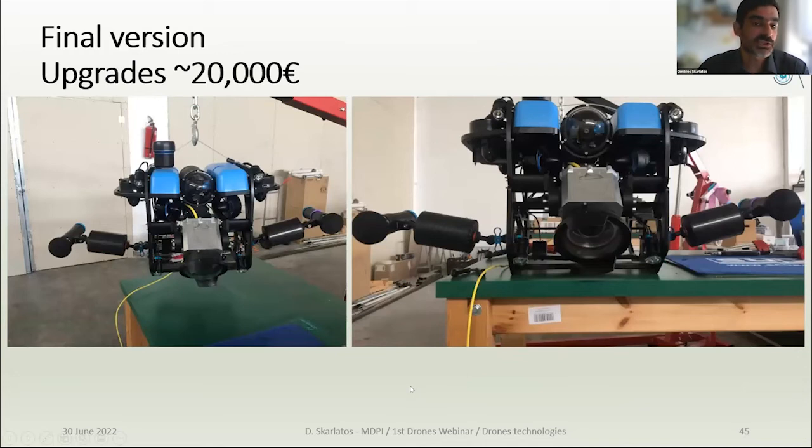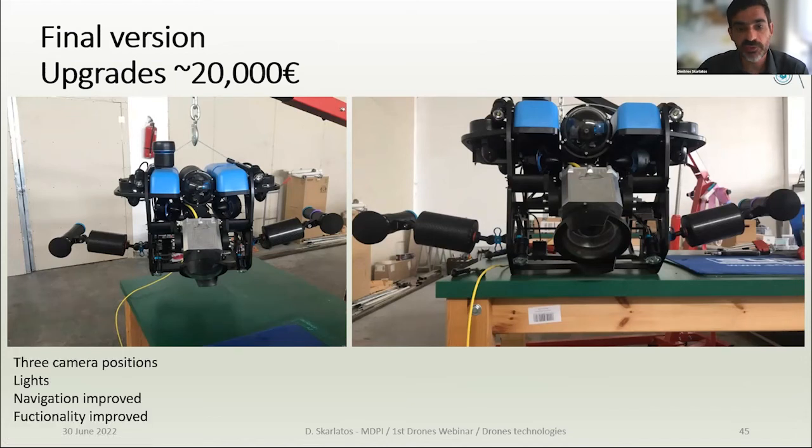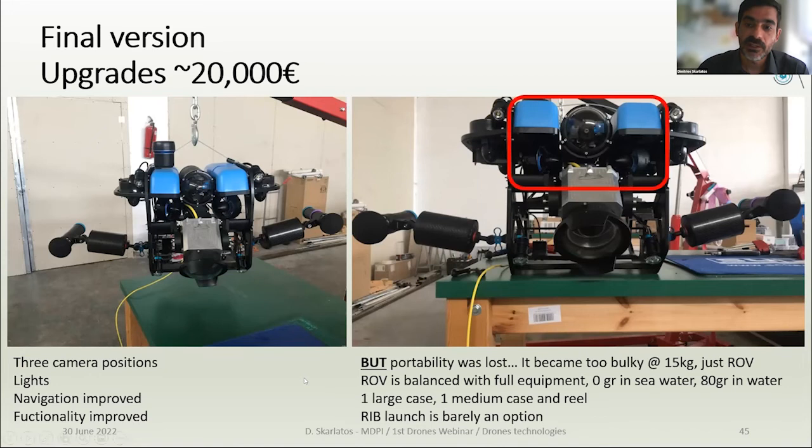The upgrades cost approximately 20,000 euros. So we're talking about an ROV with a total cost of 25,000 euros. We have 3 camera positions: vertical, 45 degrees and forward. So we will be able to model even more complex shipwrecks than ancient shipwrecks. We have lights, and the navigation will be improved. And of course, the functionality will be improved. And on the other hand, we lost portability. It's not such a small ROV anymore.